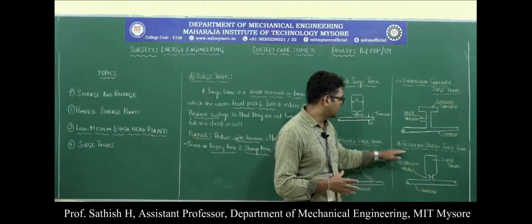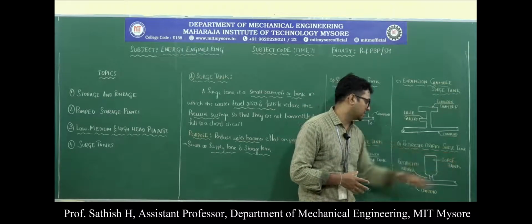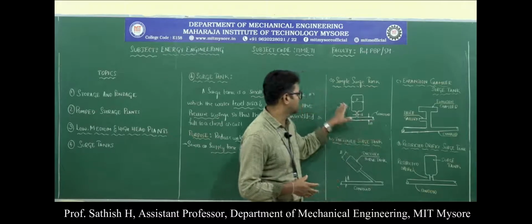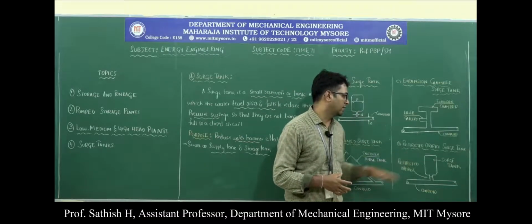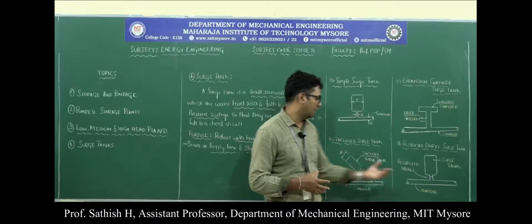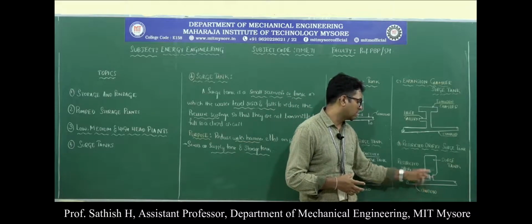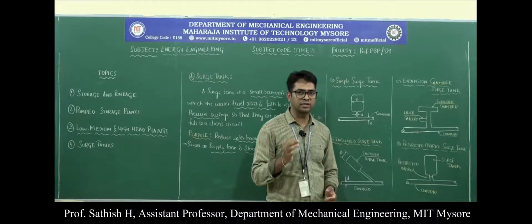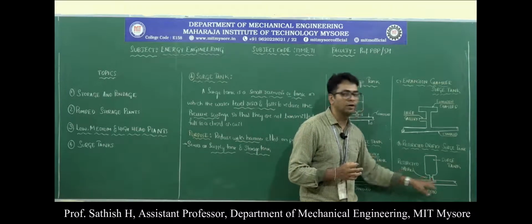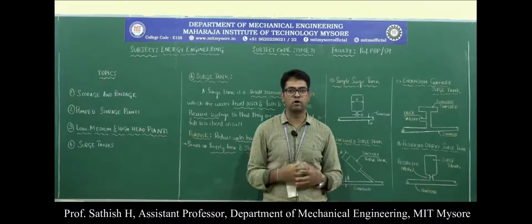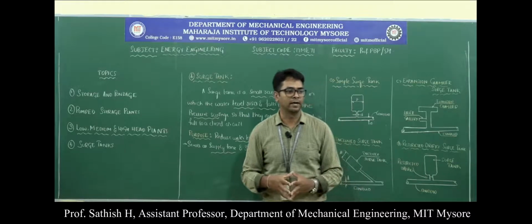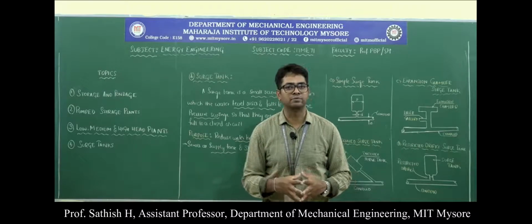The last one is the restricted orifice surge tank. What is the difference here? These two look the same. The simple surge tank and the restricted orifice surge tank look the same. We have a conduit, and with the help of a short pipe we connect this surge tank. One exception is that we have a small orifice that can control the flow of water into the surge tank and from the surge tank. So these are the different types of surge tanks.